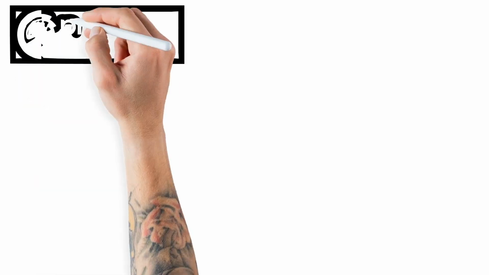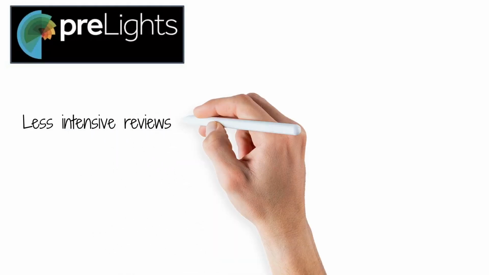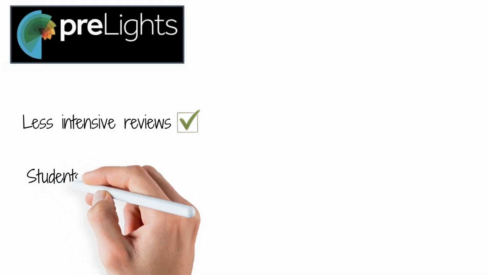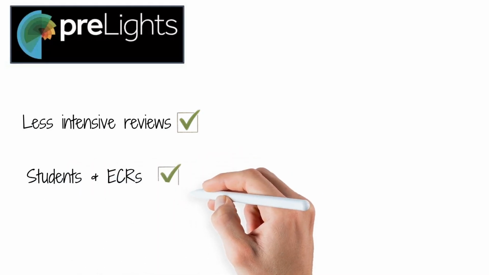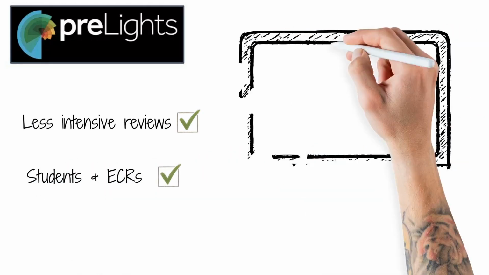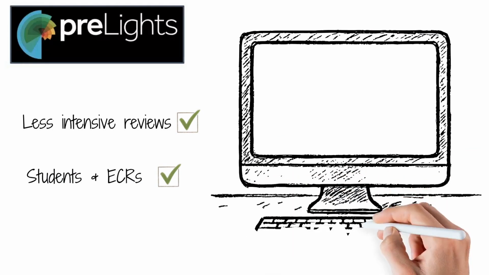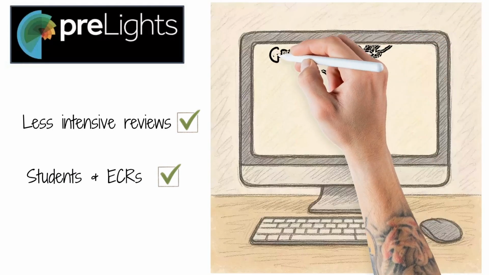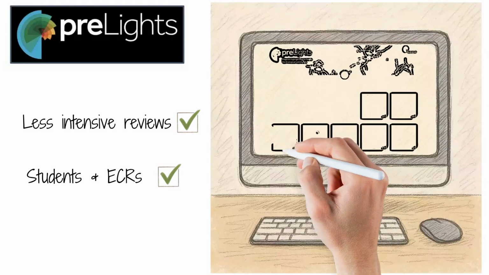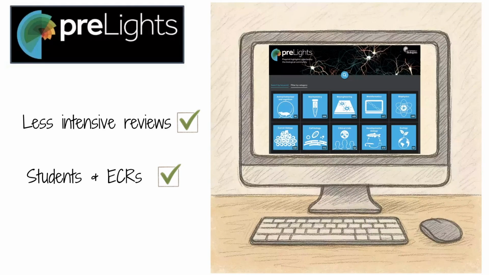PRELights is run by the Company of Biologists and has a significant focus on early career researchers. This service is less intensive review, more focused on highlighting interesting preprints as opposed to providing in-depth reviews. For students and postdocs wanting to take their first steps into the world of preprints, PRELights is the perfect opportunity. You get to choose the preprints you think are interesting and then highlight them on the PRELights website by writing a short news and views style article.